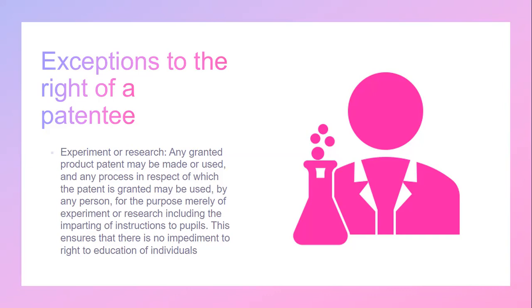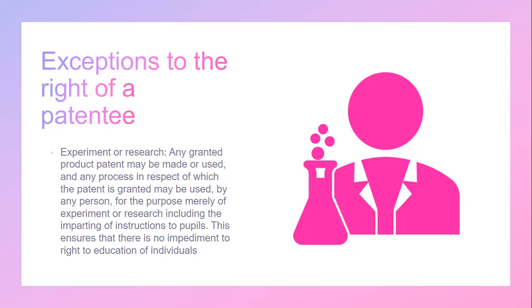Why? Because if I cannot use it, then the patentee's patent right is hindering me from developing anything further. For example, yes, you have developed a product, but I cannot use it to develop something else. So that's why we have this exception wherein you can do experiment or research, including imparting of instructions to pupils.